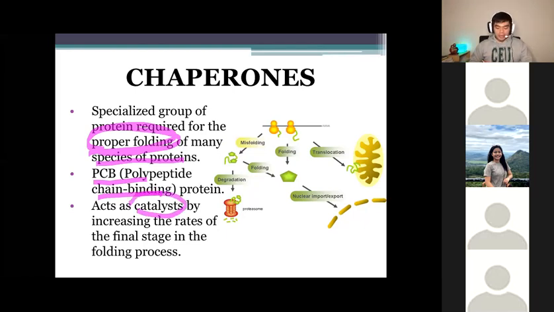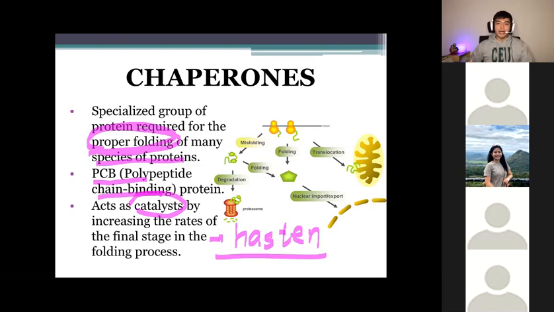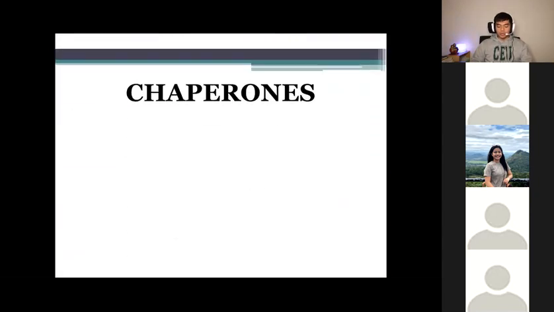So when we say catalysts, they can actually hasten the chemical reactions involved in protein folding. Anong ibig sabihin ng they can hasten? Pinapabilis o pinapabagal nila? Pag-hasten? Pinapabilis. That's good. So they can hasten, pinabibilis nila ang rate of chemical reaction. So that's the role of chaperones.